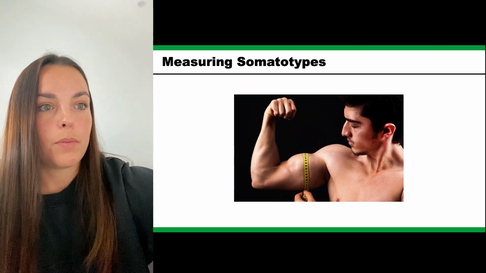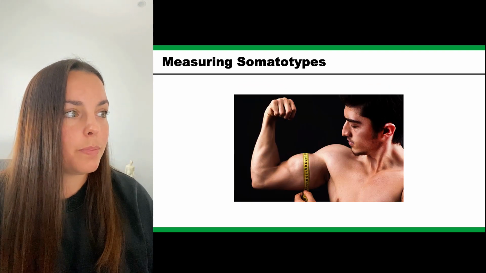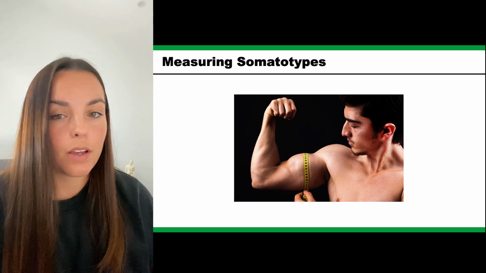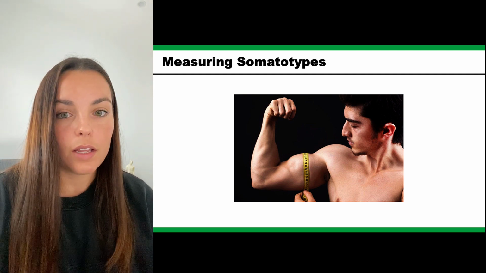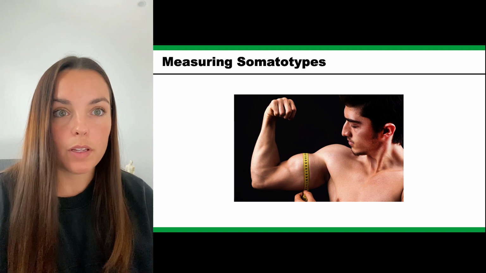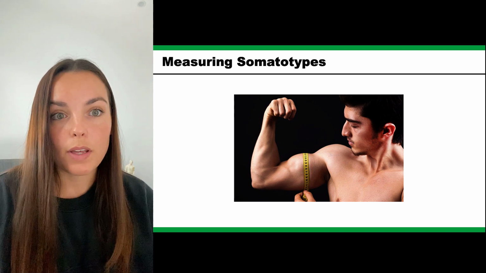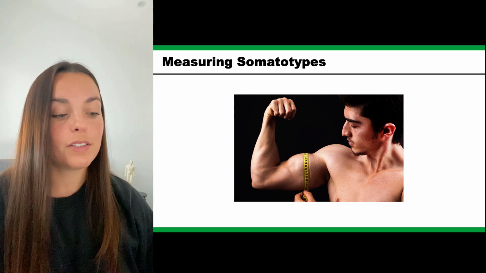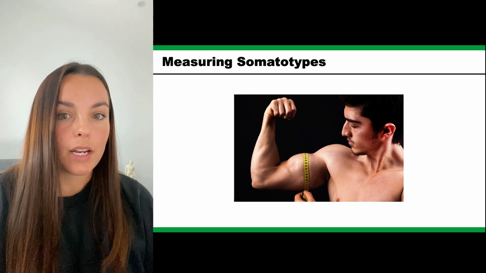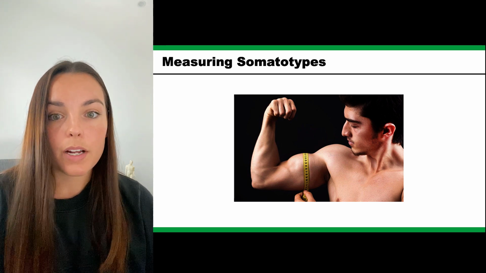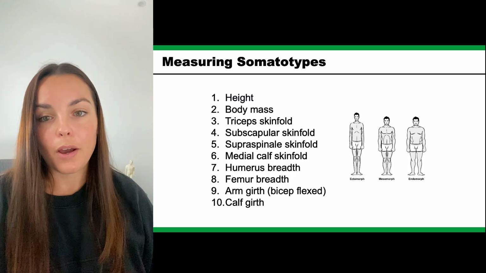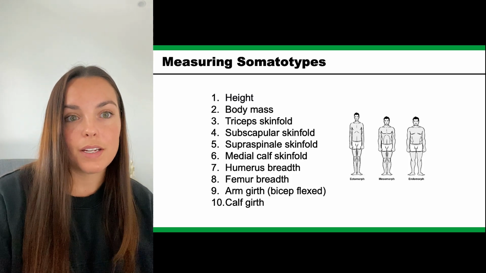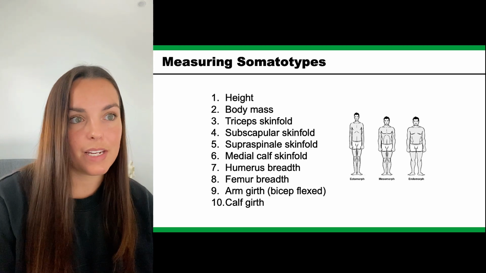So probably some people have some experience measuring this one. You measure the bicep girth. So in the process of getting the somatotype, the measurement we want is actually with the arm flexed, so fully flexed. And then we also take it at the calf as well, so the widest part of the calf. So those are the 10 measurements that we need to figure out our somatotype rating.